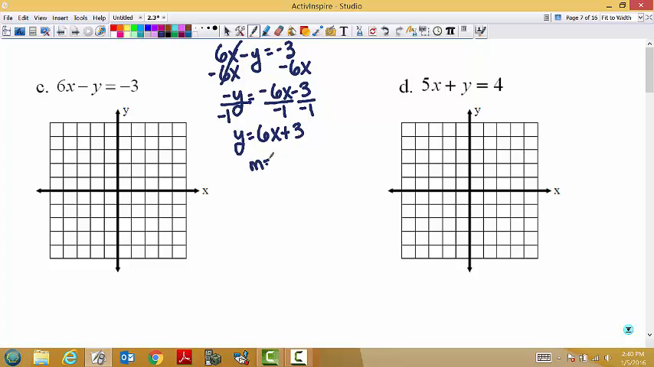So my m is 6 over 1, and my b is 3. So I begin at 3. That means I go up 3 on my y-axis and I put a point.